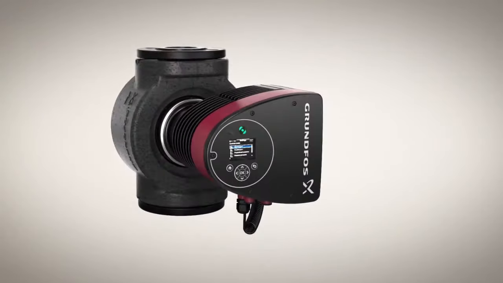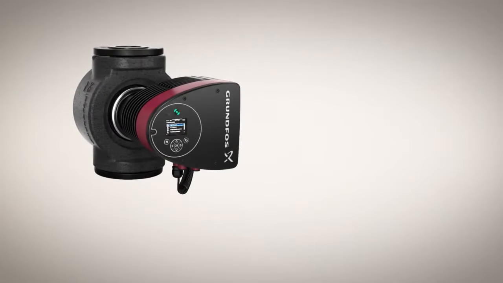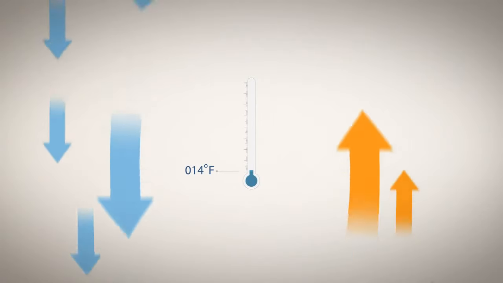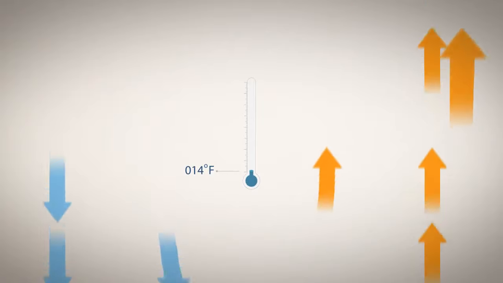The MAGNA3 is the most efficient circulator in the market, reducing energy consumption by up to 75% compared to a typical circulator. Even greater energy savings are achieved when using AutoAdapt. Plus, it now handles temperatures down to 14 degrees Fahrenheit, making it an even better choice for cooling, as well as heating applications in commercial buildings.